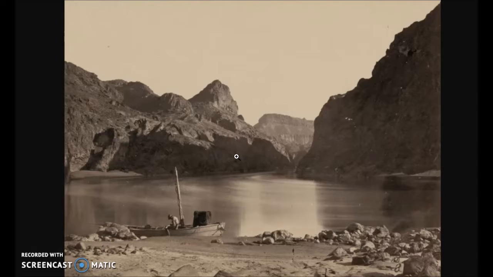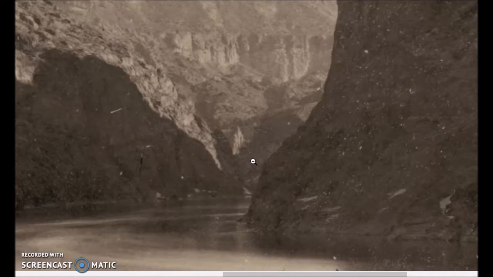The main focal points in this photo would be the man on the boat, the shadow cast onto the mountain, and then the rocks right here. Also would be the valley right here because it's in the middle of the picture.